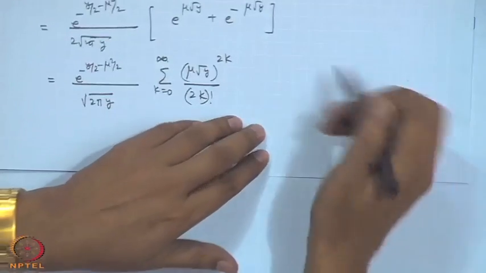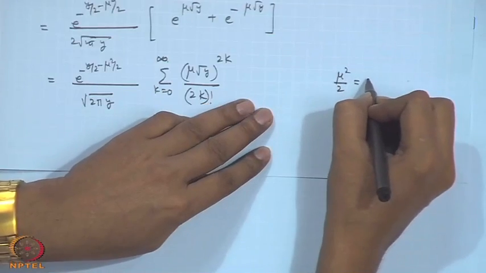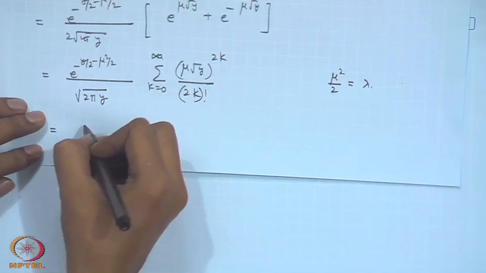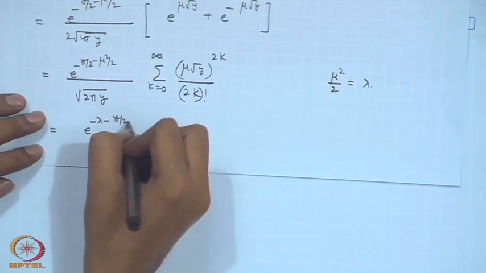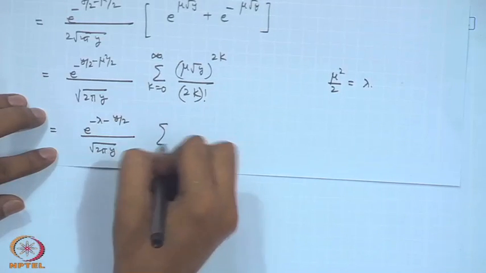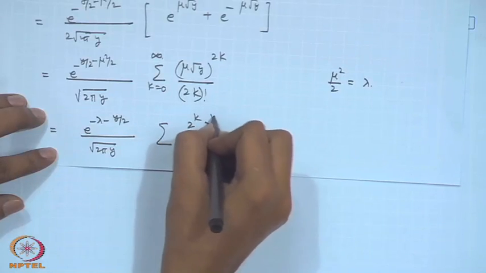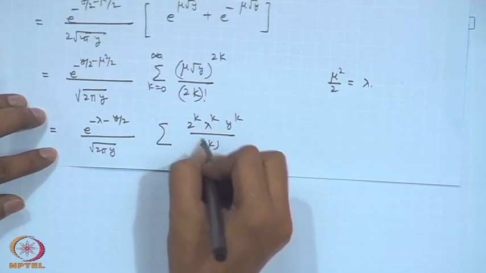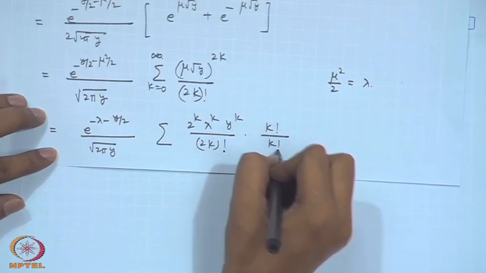Now, let us substitute here, say mu square by 2 is equal to lambda, then this will become e to the power minus lambda minus y by 2 divided by root 2 pi y sigma lambda to the power k 2 to the power k y to the power k by 2k factorial. I multiply and divide by k factorial here.